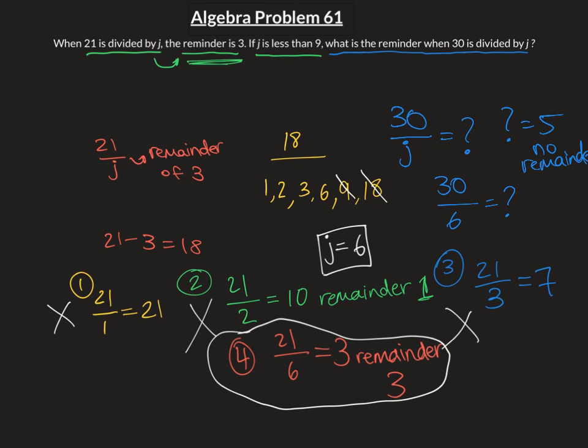Remember, our answer isn't 5. Our answer is, what is the remainder when 30 is divided by j, not what are we getting. Therefore, our answer is 0. Final answer would be 0 because there's no remainder when you do 30 divided by j.